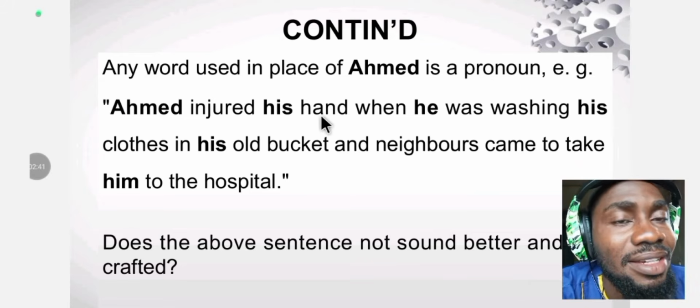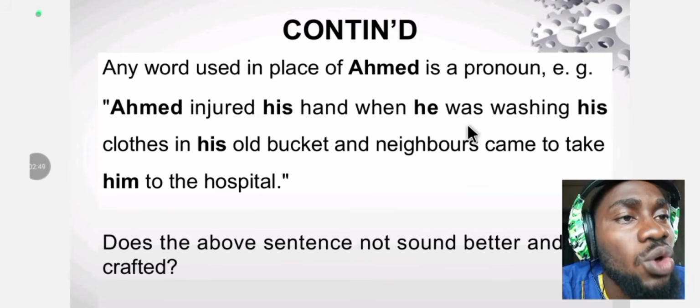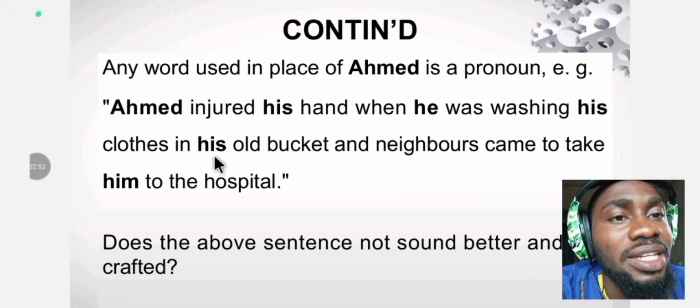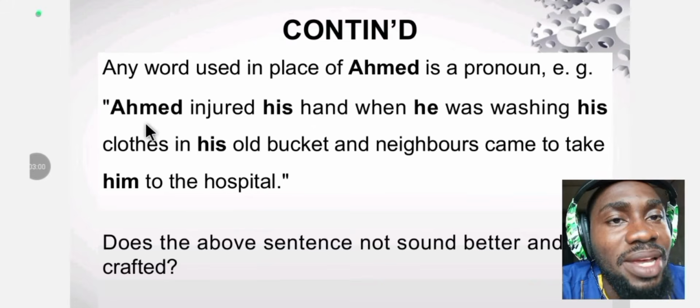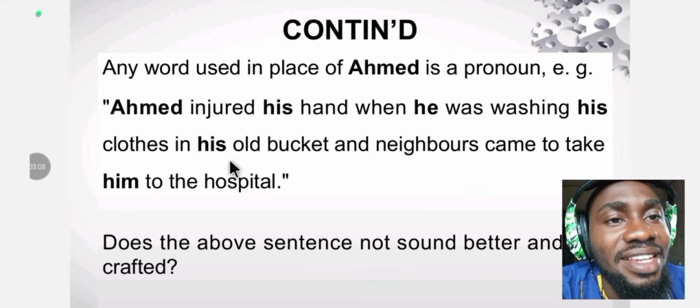For example, now we are rewriting the statement again. Ahmed injured his hand when he was washing his clothes in his old bucket, and neighbors came to take him to the hospital. Ahmed was used here, and it was replaced with what? His. Ahmed again was replaced with what here again? He. His, him. You can hear how the statement sounds better.